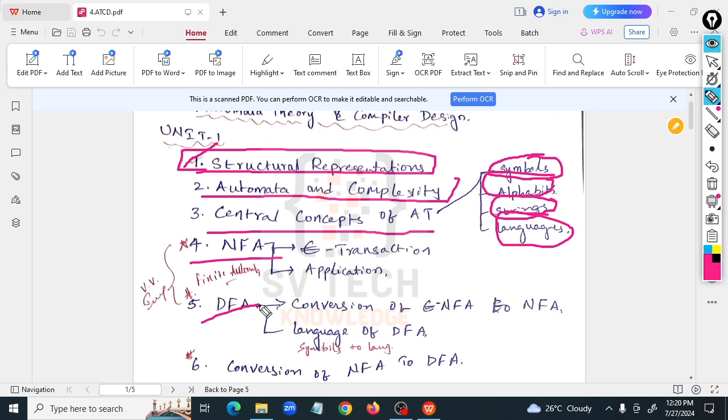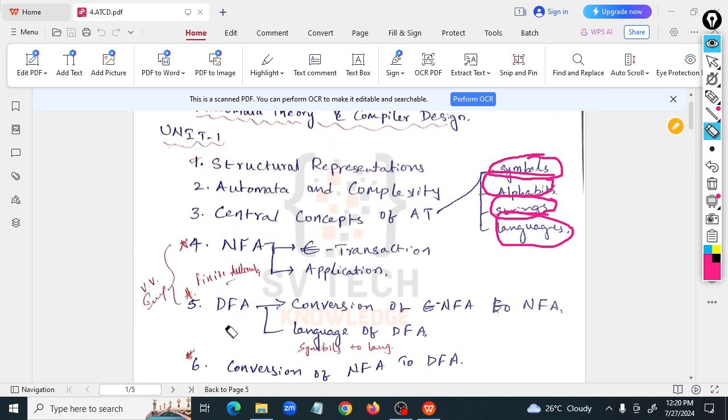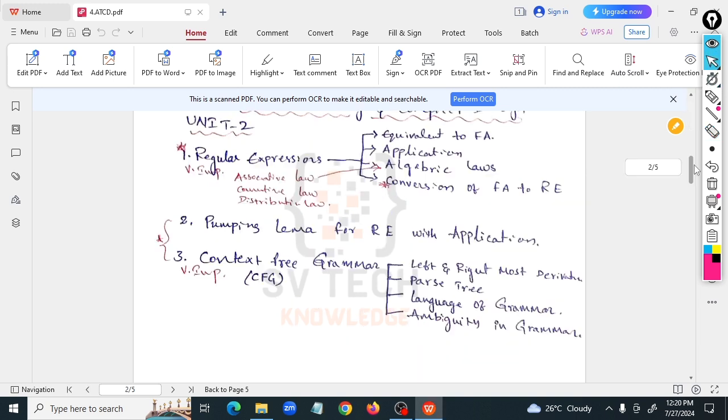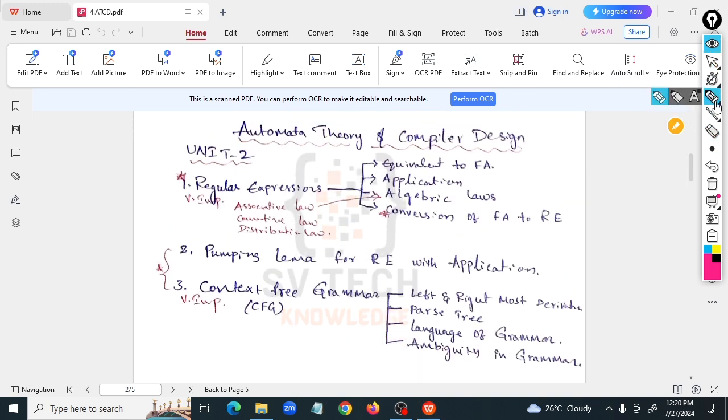Otherwise, they may give some symbols and a language and ask you to convert it into a DFA, which is very important. Next comes conversion of NFA to DFA, very important, and example problems are likely to come. So out of the 6 important questions in the first unit, questions 1, 4, 5 and 6, don't miss. Okay, 1, 4, 5, 6 are very important. Coming to the second unit, only one question is very important, and another two questions are important.